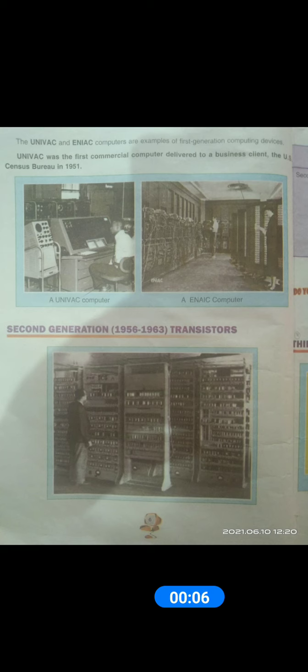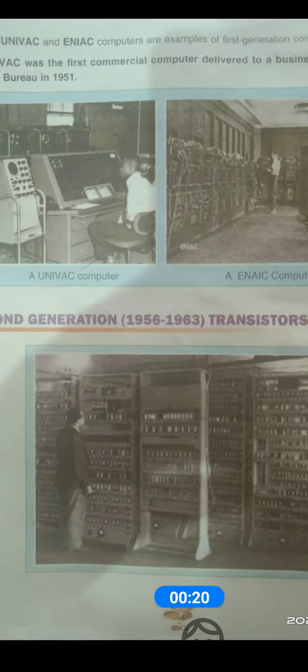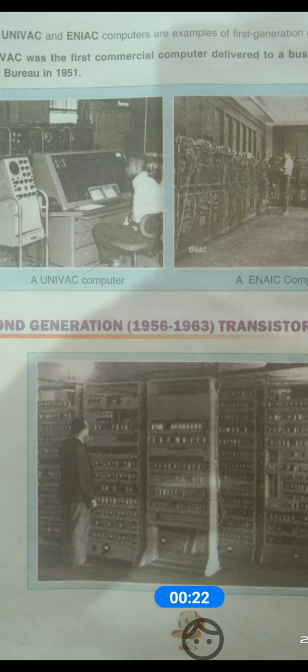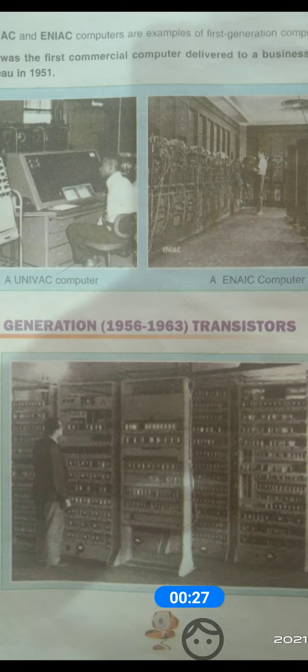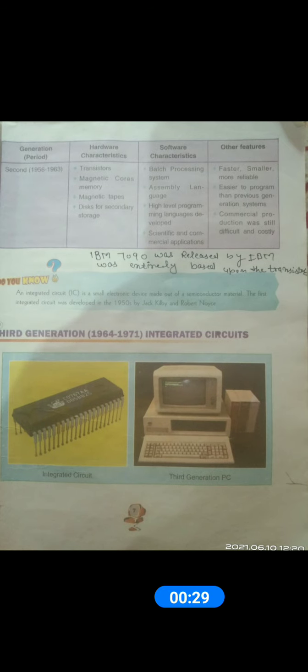Dear students, in the previous video we discussed the first generation of computers. Now, today we are starting the second generation of computers. The period of the second generation is 1956 to 1963.